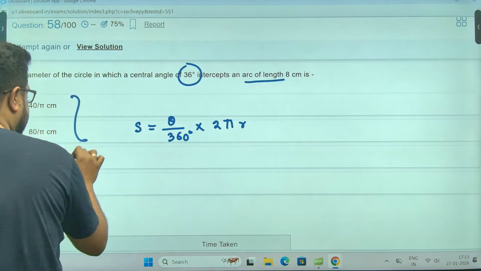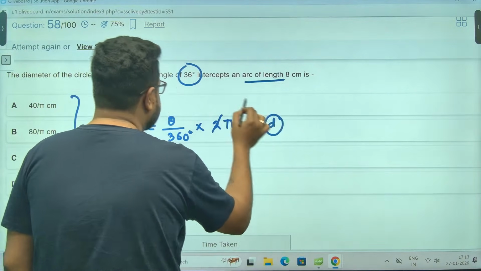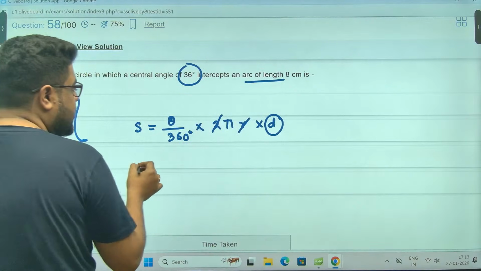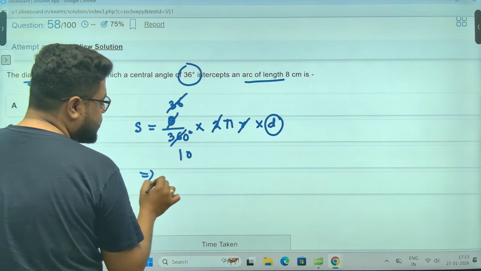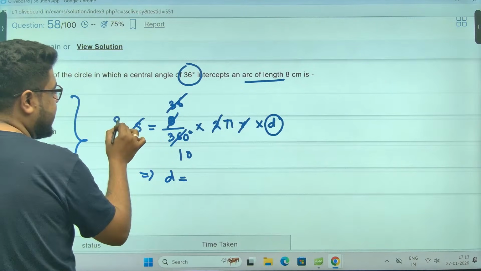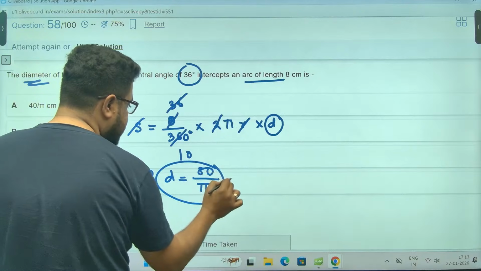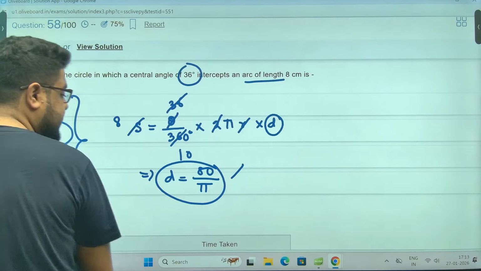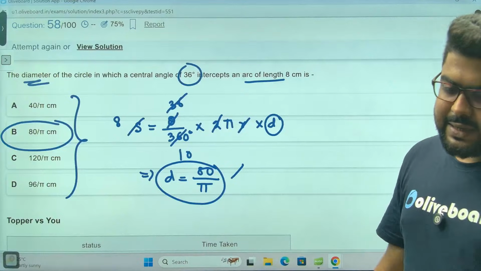Acha, the options have pi in them, so you don't do anything. So 2r, I'm writing diameter, because they are asking for the diameter. Theta is 36, meaning this is by 10. So the diameter will be, the S value is 8, this will go there, 80 divided by pi. That's your answer, sir. 80 by pi, option B is the correct answer.